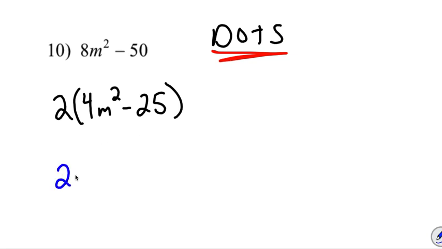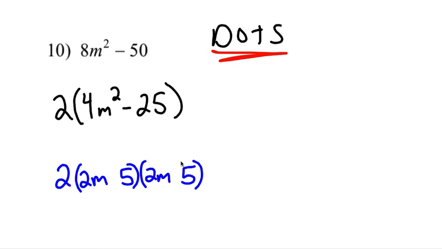Bring the 2 down, and then 2 sets of parentheses. There's 1 set. There's another set. What times itself is 4? Well, that's a 2. What times itself is m squared? That's an m. So that's going to be attached to the 2. So 2m goes first in both of them. 25 is 5 times 5.